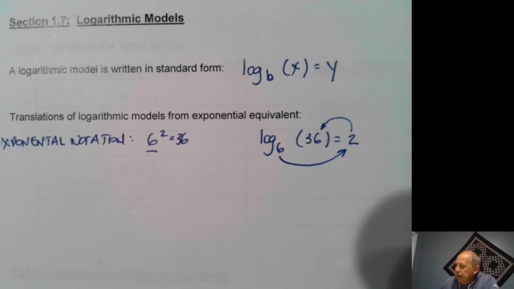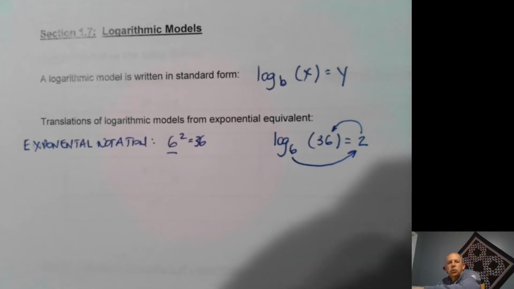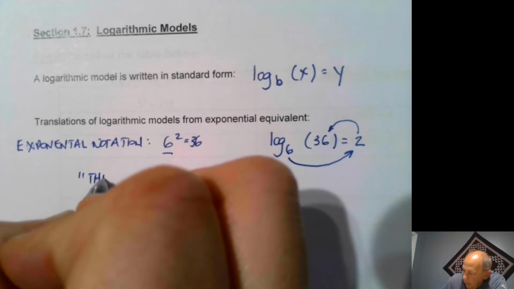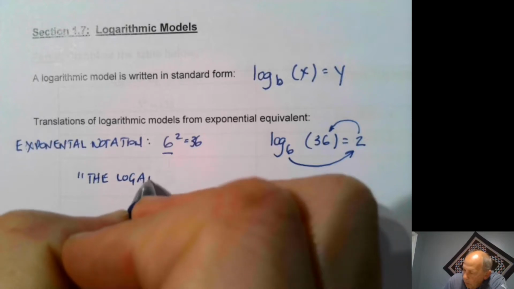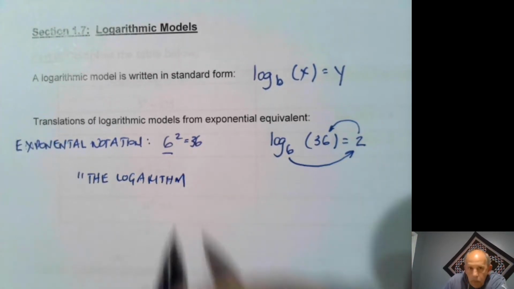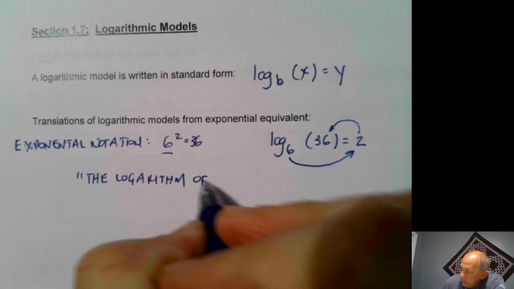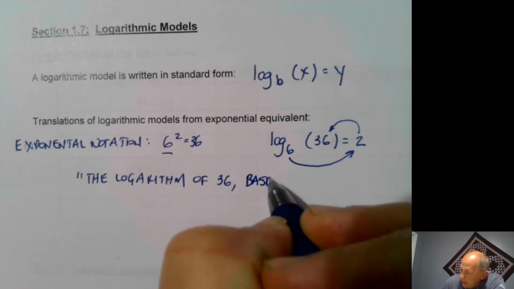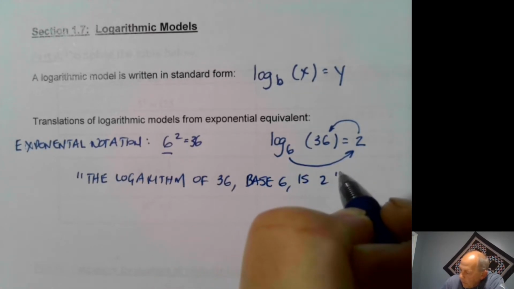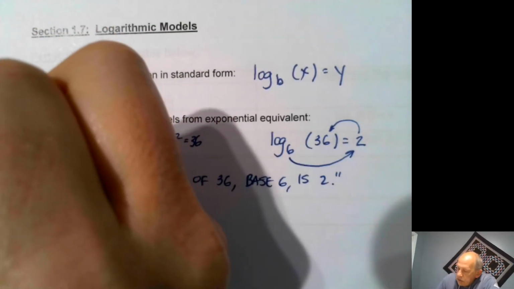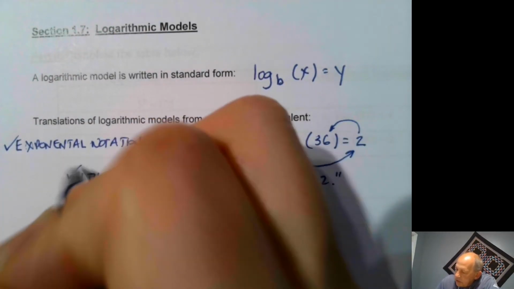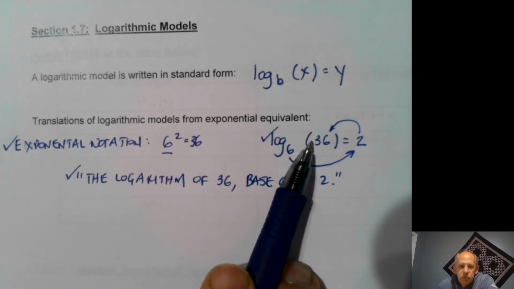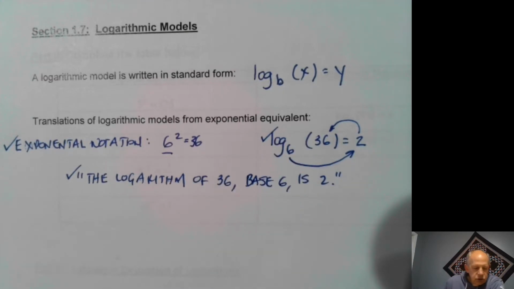Now, let's take a look at writing this out as an English equivalent. So what this is: the logarithm of 36 base 6 is 2. Three ways of expressing the same thing. Here's the first way you learned it. Here's the logarithmic way of expressing that expression equivalent.